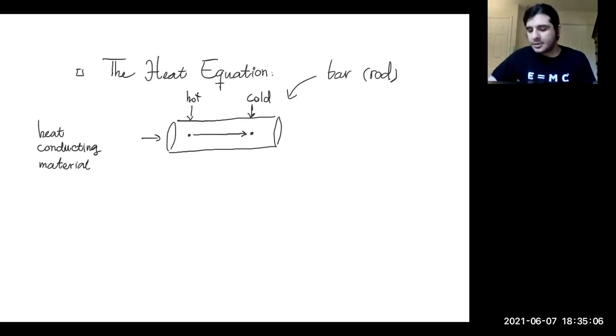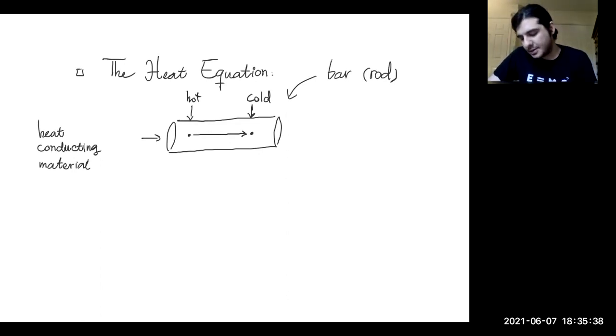The idea is that we want to see if we start from some configuration, where some points are hot and some points are cold, how the heat and temperature would move along this bar, and how it would look after a while. For example, how would the flow of temperature look? These sorts of questions.